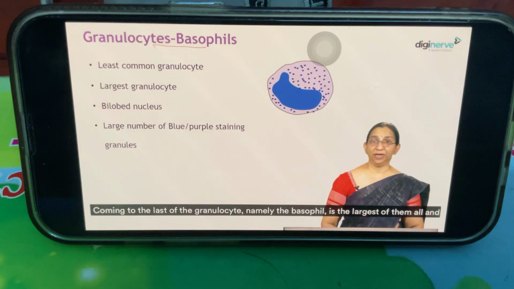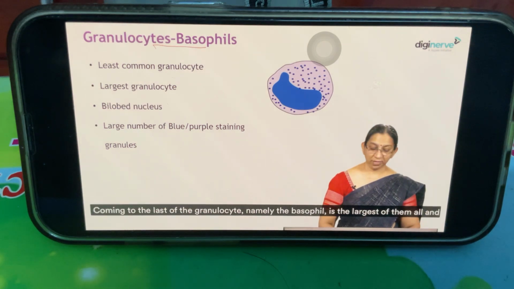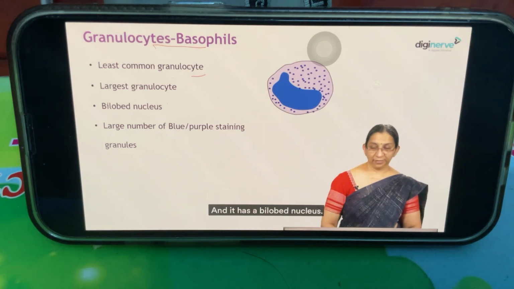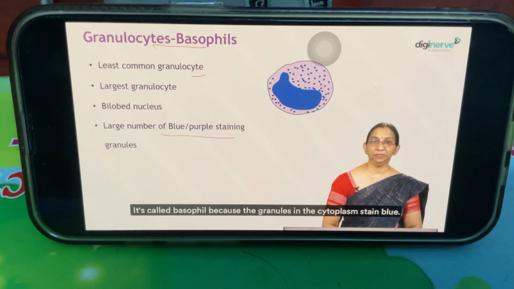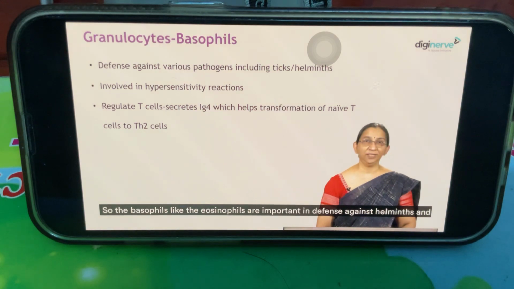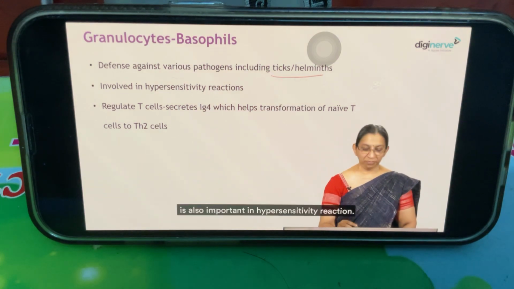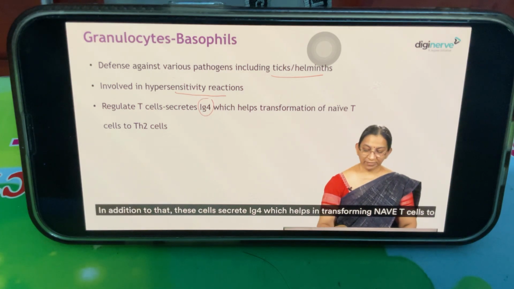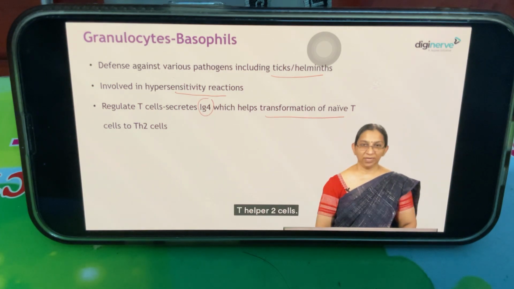Coming to the last of the granulocytes, namely the basophil, it is the largest of them all and the least common. And it has a bilobed nucleus. It's called basophil because the granules in the cytoplasm stain blue. So you can remember basophil for blue. So the basophils, like the eosinophils, are important in defense against helminths and ticks. And it's also important in hypersensitivity reaction. In addition to that, these cells secrete IL-4, which helps in transforming naive T cells to T helper 2 cells.